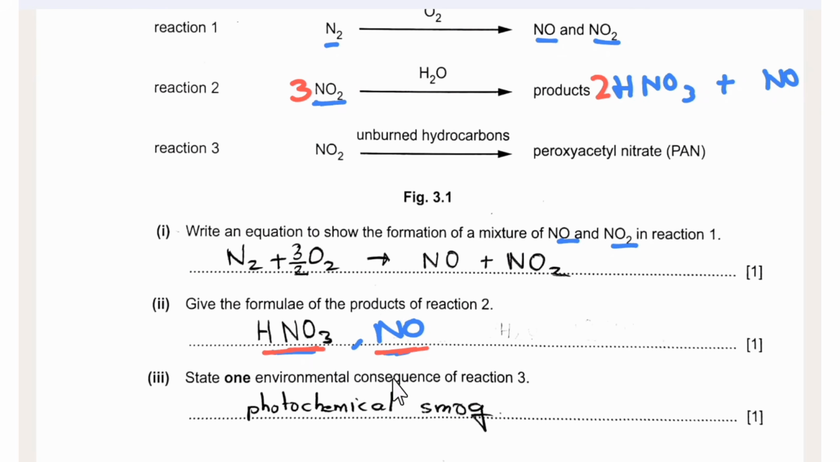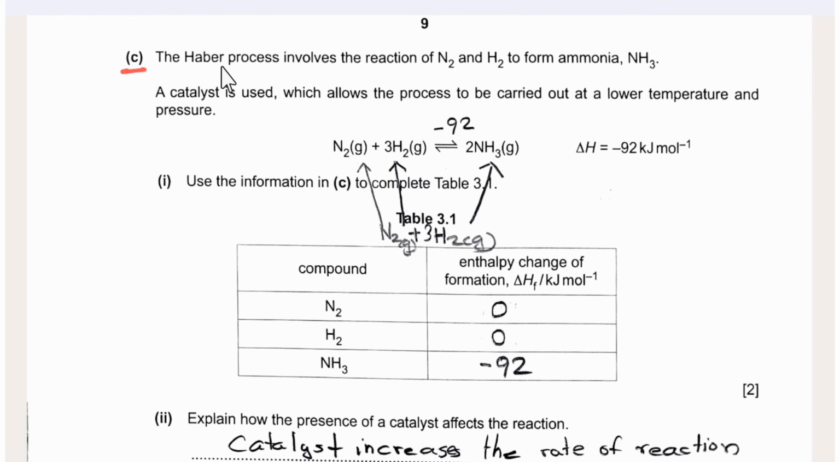Then state 1 environmental consequence of reaction 3. So nitrogen dioxide reacts with unburned hydrocarbon to form PAN that causes photochemical smog. So the environmental consequence would be photochemical smog. The Haber process involves the reaction of nitrogen with hydrogen to form ammonia. A catalyst is used which allows the process to be carried out at a lower temperature and pressure.